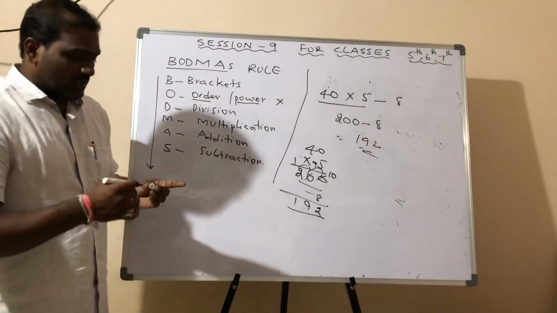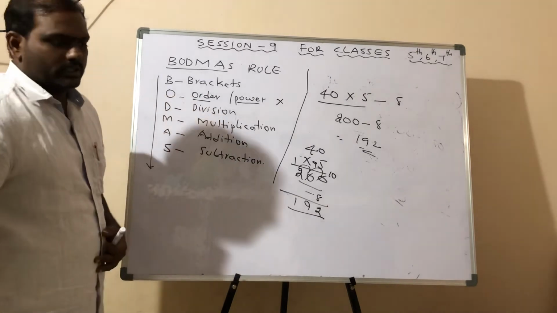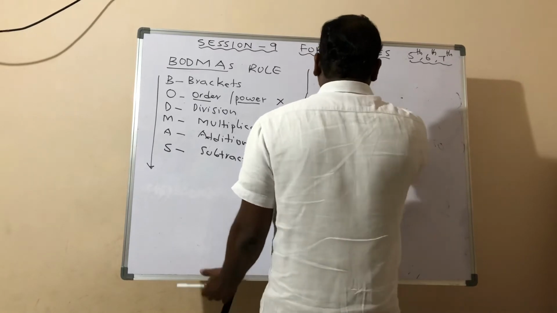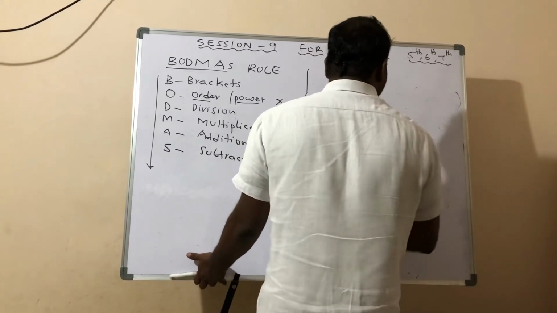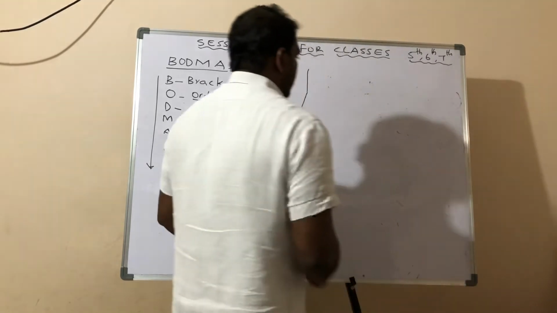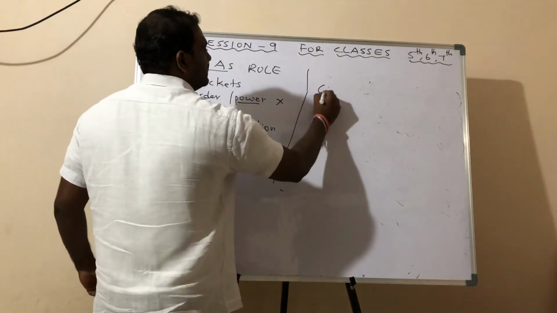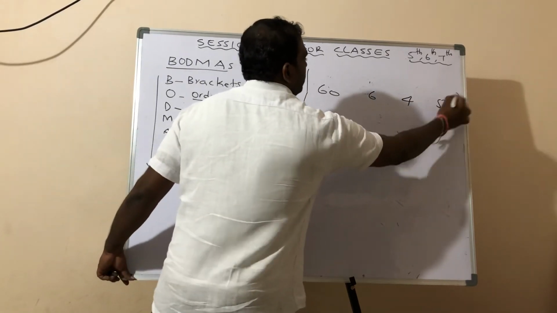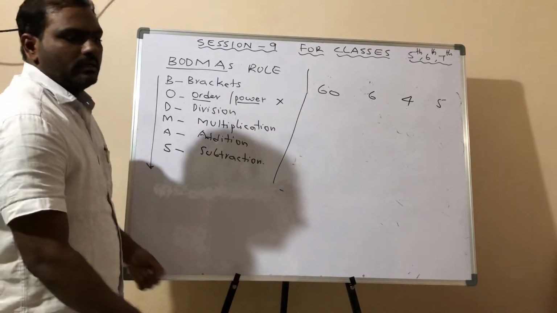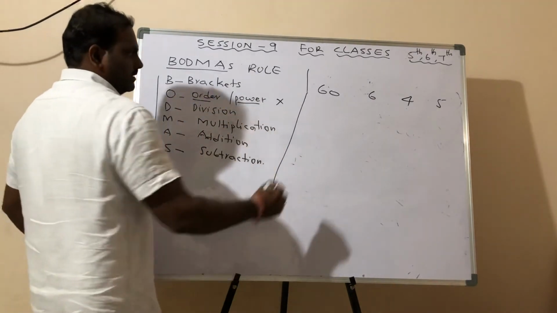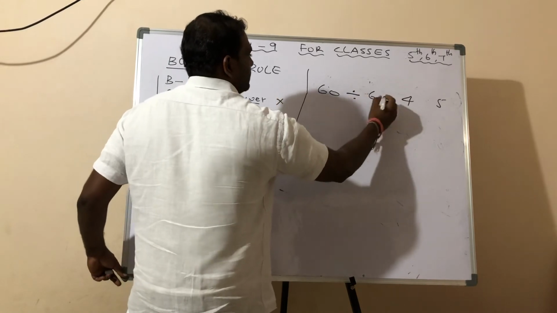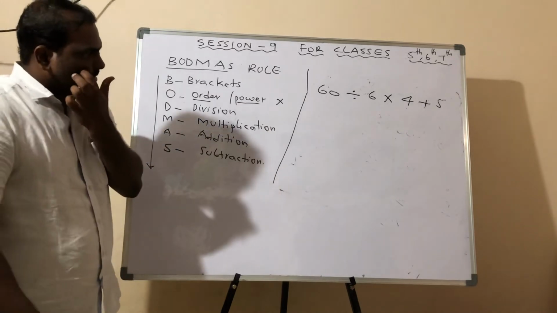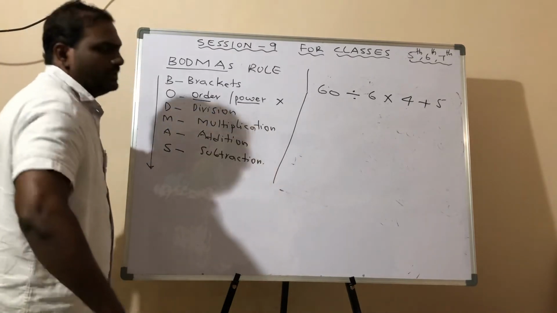So like this, you can also frame your own questions. Right? I will go for one more example, this time I will take 4 numbers. So that means I have to include 3 symbols. Okay. Now I will take 60, 6, 4, 5. I have taken like this. Now I will go in order: division, multiplication, addition. Suppose this is the question: 60 divided by 6 into 4 plus 5.